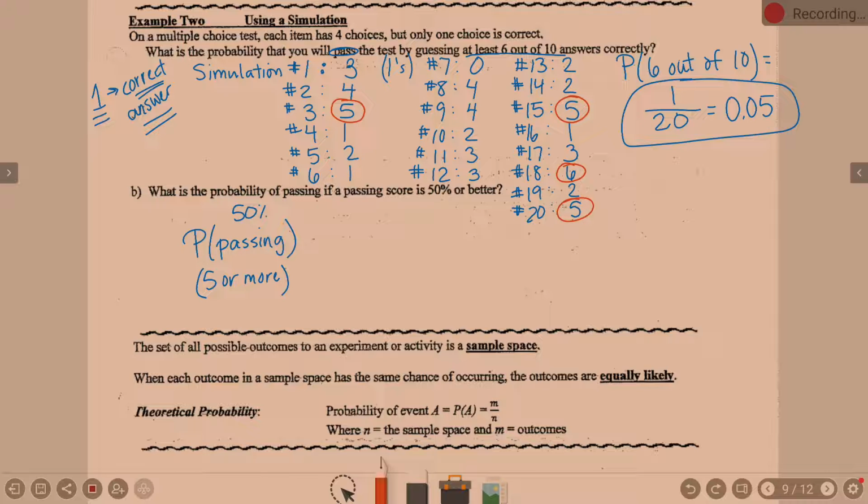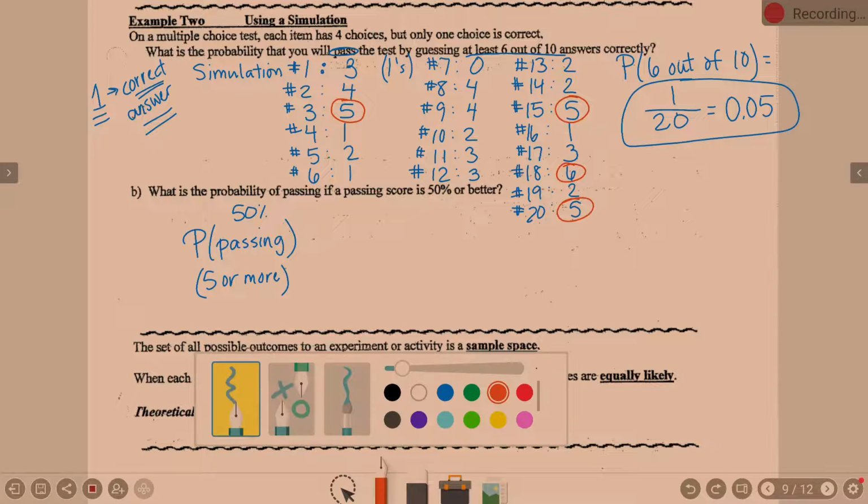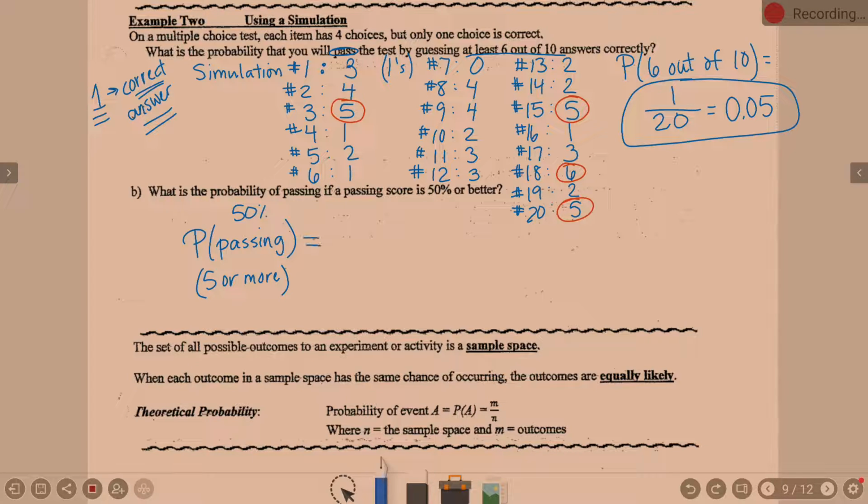Okay, Noah, focus. So what's the probability of passing here if 50% is passing? How many did we have that were 5 or above? 4 out of how many? 20. 4 out of 20, first of all, will reduce to 2 out of 10, which is 1/5. As a decimal, that is 0.2. Okay? So there you're up to a 20% chance. And that is based on guessing.